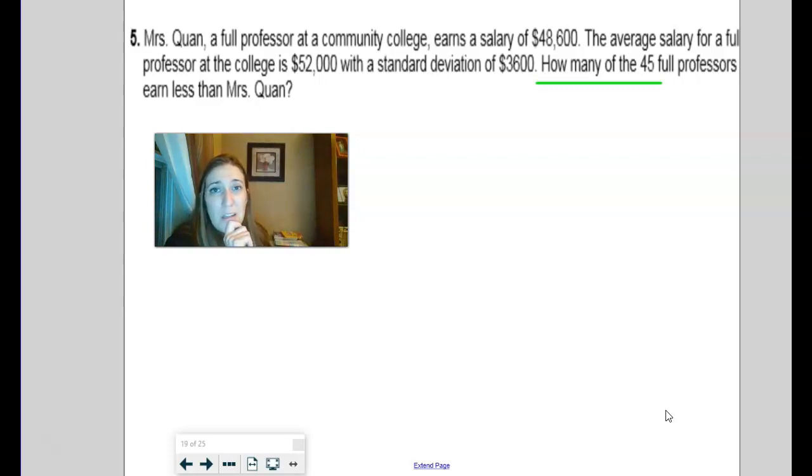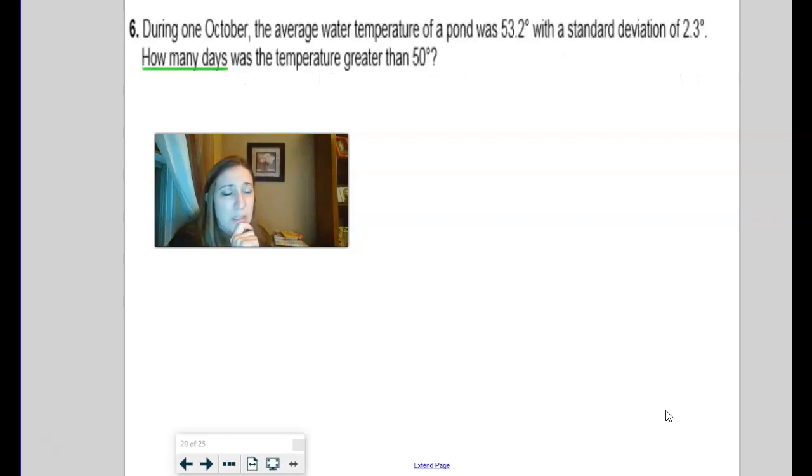This one makes me sad because it's about teaching at a college and salary, and that just depresses me right now, so I'm going to skip it. But water temperature, that's fascinating, right?